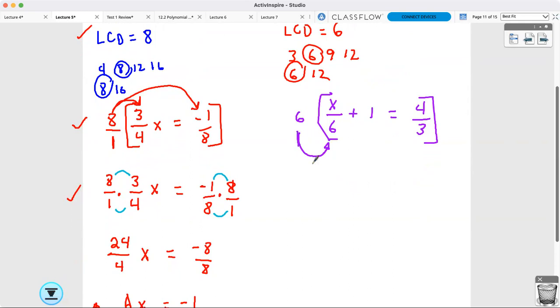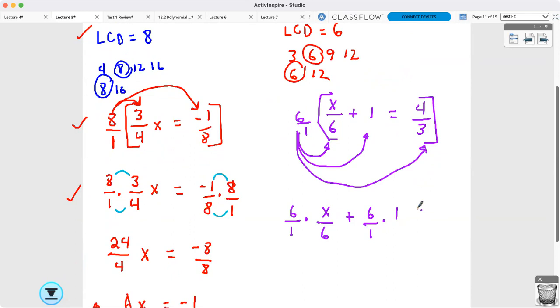That's 1. We have to multiply it to every aspect of this equation. But notice we're multiplying fractions. So how do we make a 6 into a fraction? Over 1. So then we're going to get 6 over 1 times x over 6 plus 6 over 1 times 1 equals 6 over 1 times 4/3.